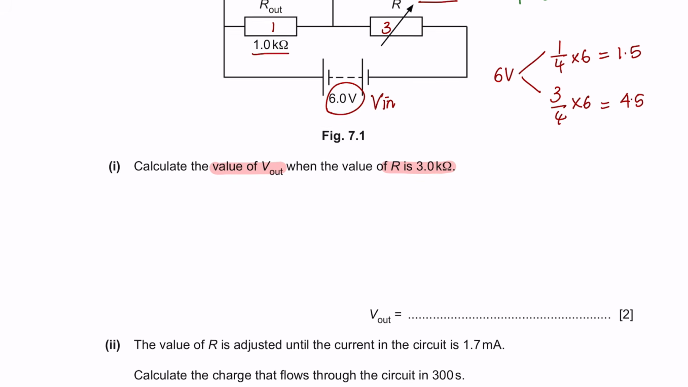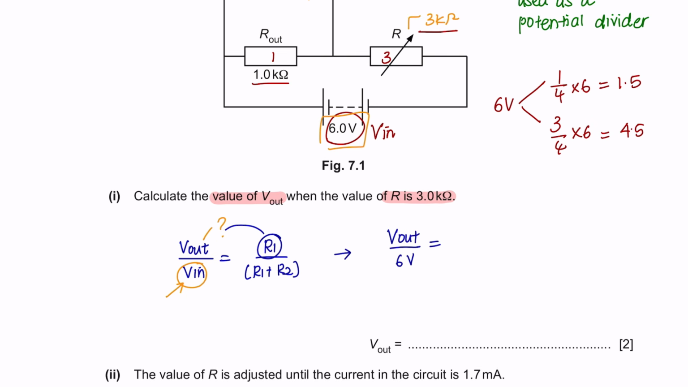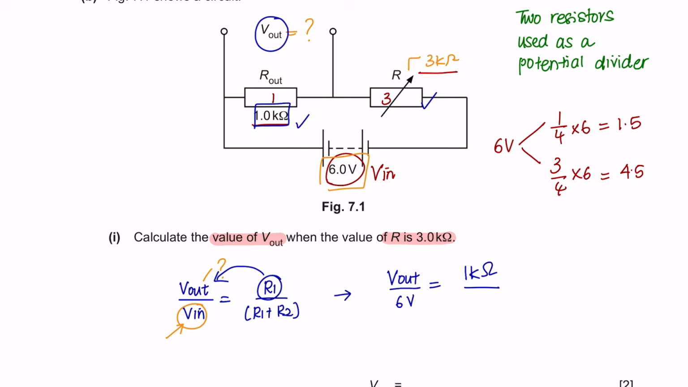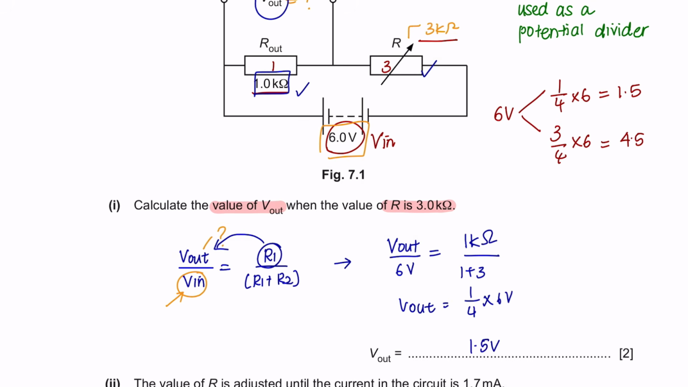Or another way of solving this is by using the formula. The V in is our supply, so we're going to substitute 6 volts over here. So R1 here would be the one which is parallel to V out over here. So the value is 1 kilo ohm over the total resistance of both resistors, 1 plus 3. So rearranging this formula, I would get 1 over 4 times 6 volts, which is 1.5 volts. The same value as here.